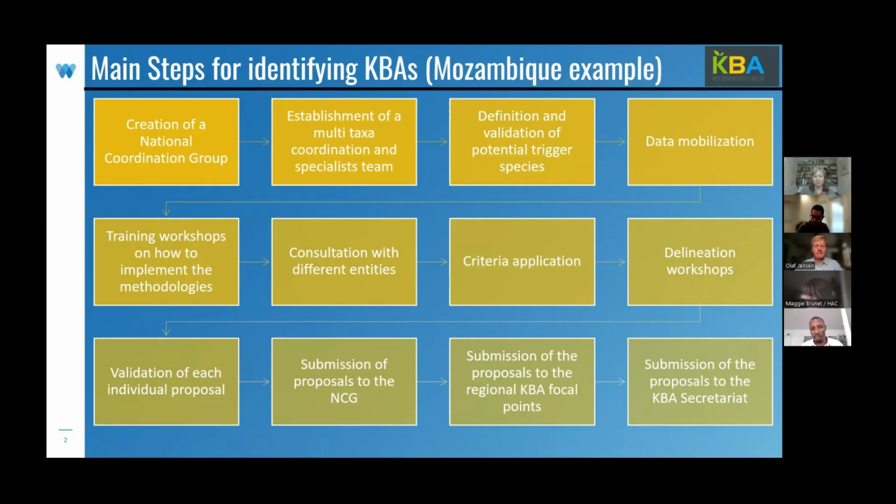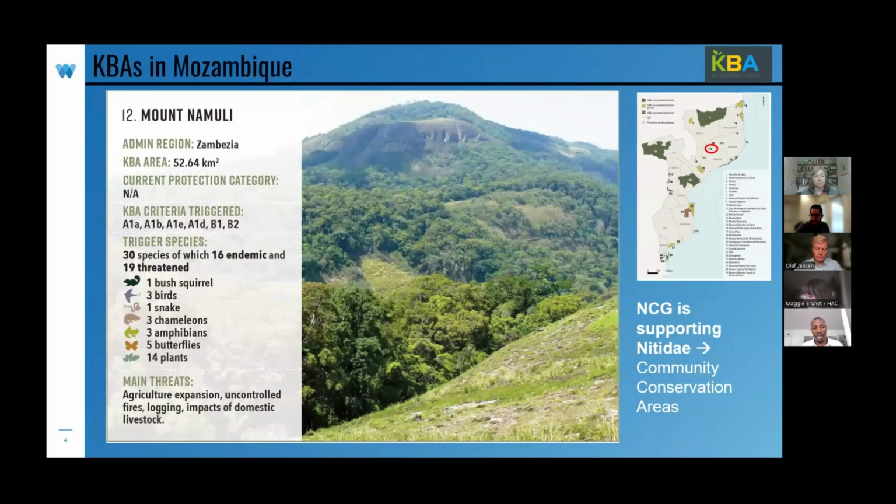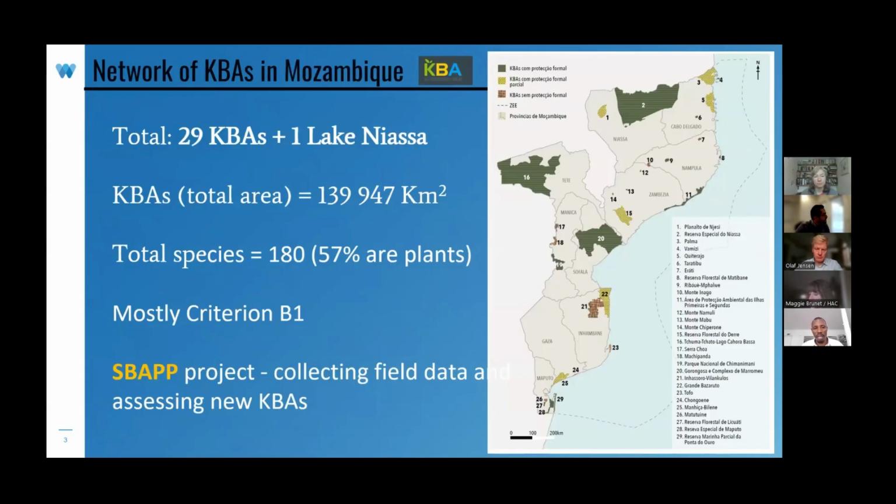And our NCG has more than 20 representatives as part of that, from the public sector, private sector, and civil society as well included. And through that process, Mozambique identified 29 KBAs. There was one already identified by IUCN, which was Lake Nyasa, and it covered 180 species. They were mostly plants, thanks to the Important Plant Areas initiative that had already advanced a lot, plus other projects like Sabonete, working closely in the region with SABONET.